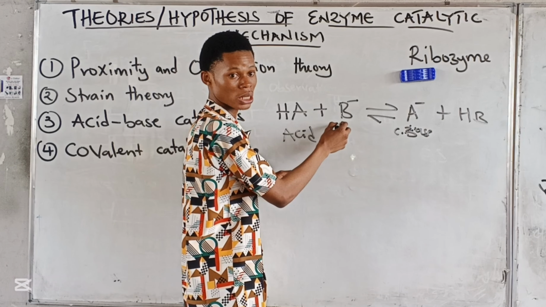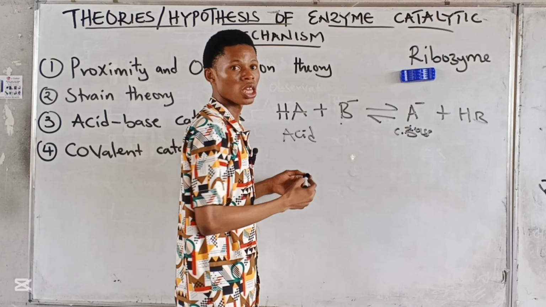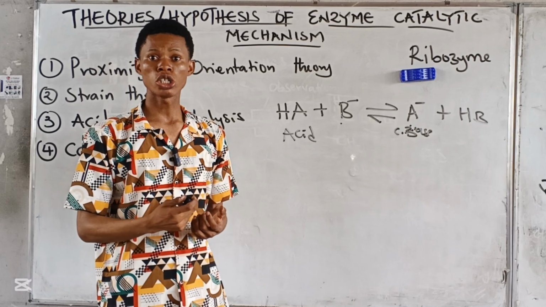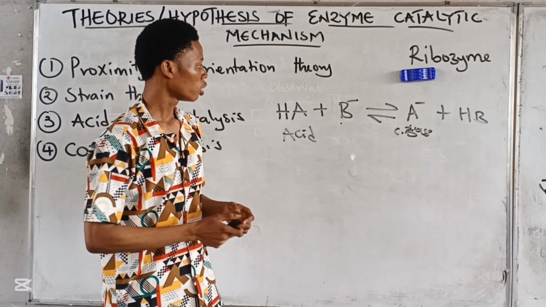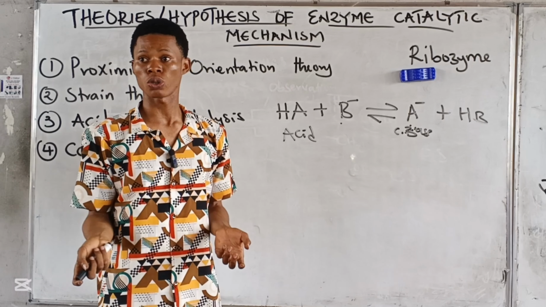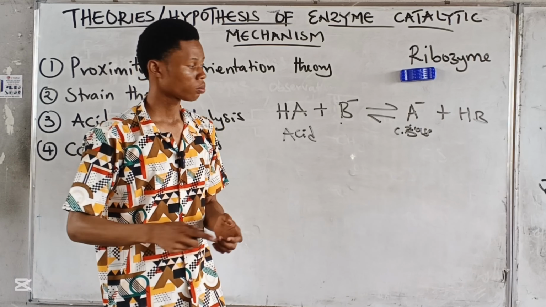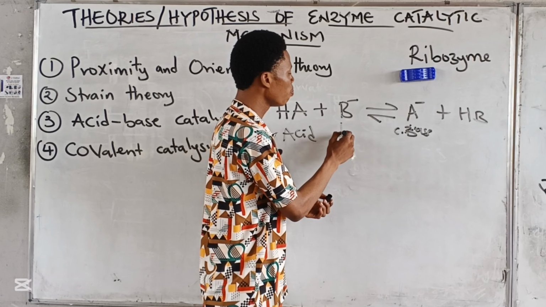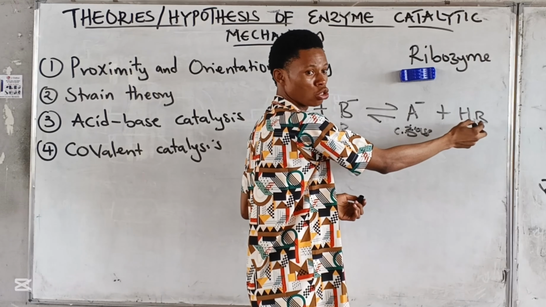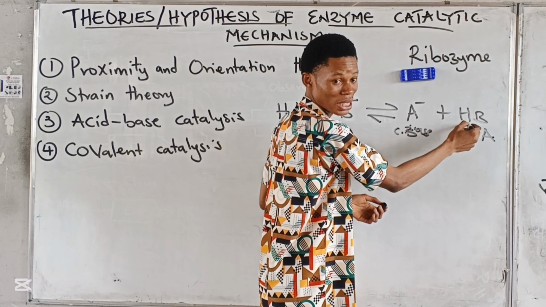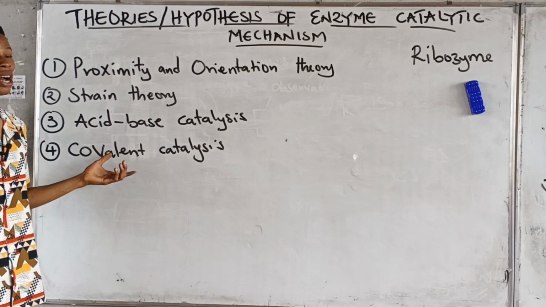This is a base, right? Because it can accept hydrogen. A base is any substance that can accept a proton, according to Bronsted-Lowry. Lewis defined it in terms of electrons. Arrhenius defined it in terms of dissolution in water. Now, if a base accepts hydrogen, it becomes what? Conjugate what? Acid. This is now an acid. Now it has this. Covalent catalysis.